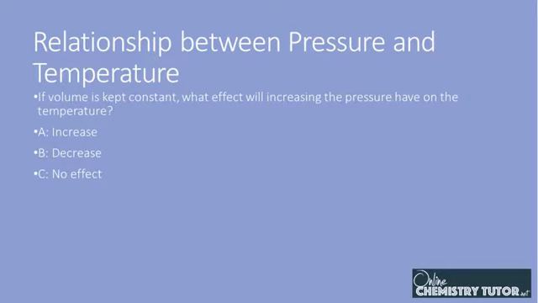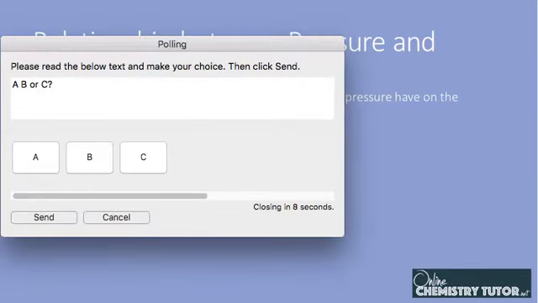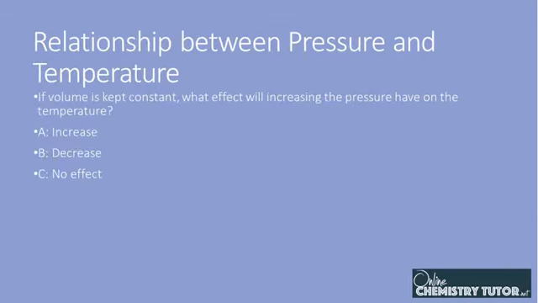So again, a poll question for you, which I will send to you now. If volume is kept constant, so we are not changing the size of the container, if we increase the pressure, what effect will that have on the temperature? And again, think of it in terms of the behavior of the gas particles. If you're keeping the volume the same, you're increasing the gas pressure, the number of collisions that the gas particles have with the inside of the container per second. What must therefore happen to the temperature? So I'll give you a moment to put in your answer for that.